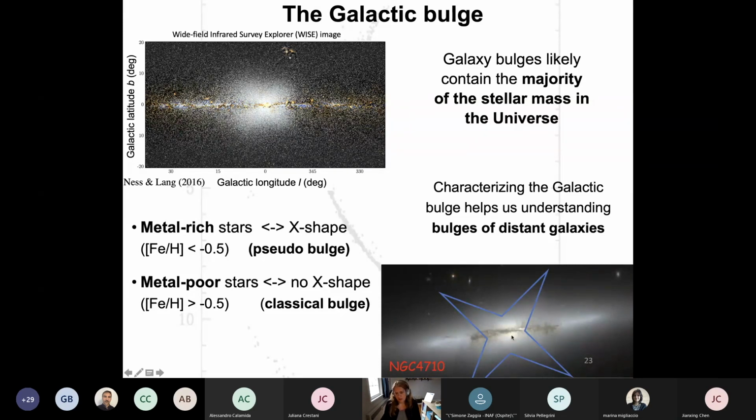And also other galaxies, I don't know if you can see the X, have this X shape and they're called pseudobulges. But then spectroscopy showed that most of the stars in this X shape are actually metal rich, while if you only select metal poor stars spectroscopically in the bulge, you actually don't observe the X shape. So if you only look at metal poor stars, our bulge seems like a classical bulge.